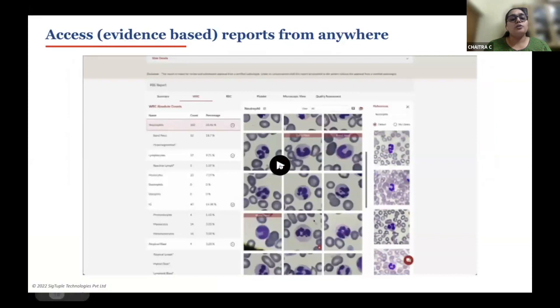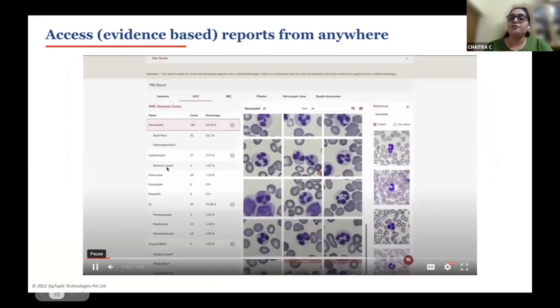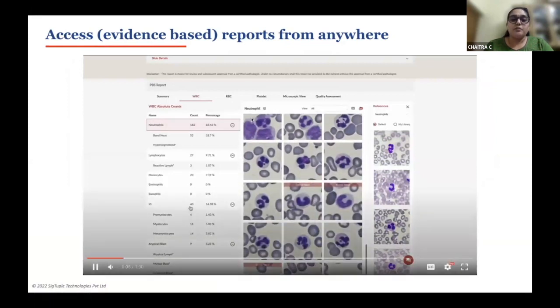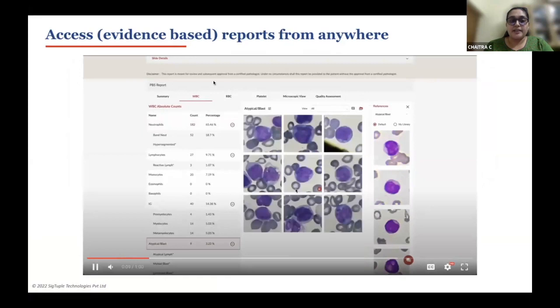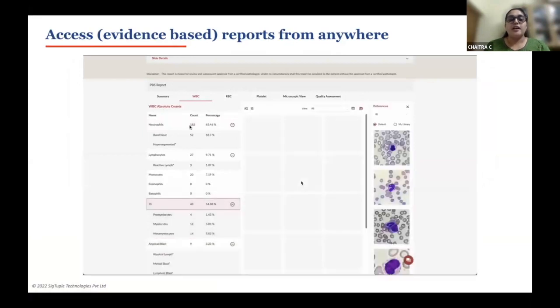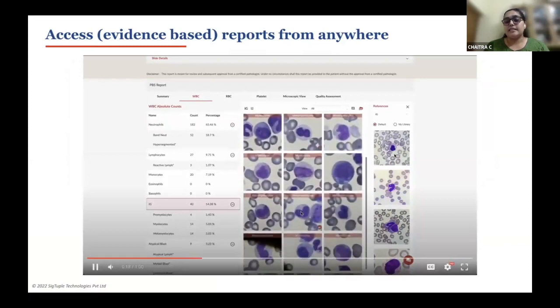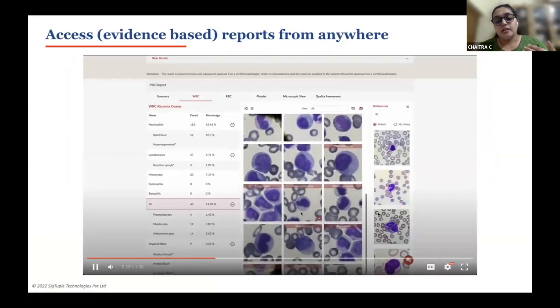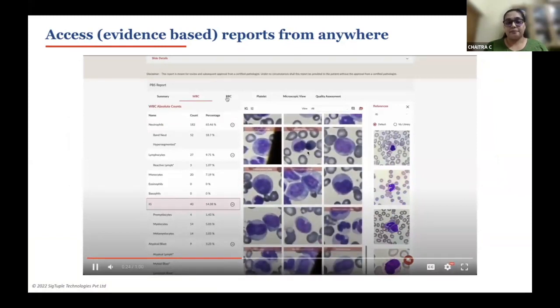So we have our own software platform called Mandara. It looks like this. It's a very user-friendly platform. So you can see here we have WBCs, RBCs, and platelet categories. In WBCs, we have a 7-part differential, including IGs, blasts, and NRBCs. And each category has reference images, where beginners can have a look and compare.